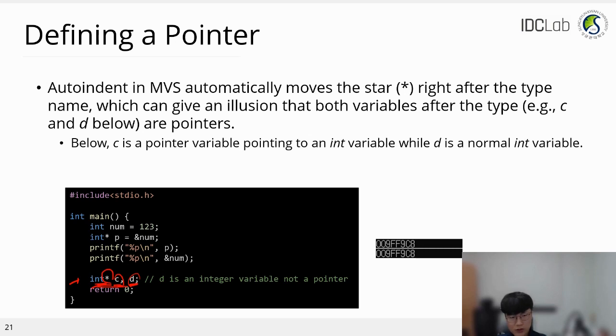So this happens when you use a text editor that supports auto indent or auto formatting. Auto indent in Microsoft Visual Studio automatically moves the star right after the type name, which can give an illusion that both variables after the type are pointers. But the first one, just right after the star symbol, is interpreted as a pointer variable. Others are just type of int.